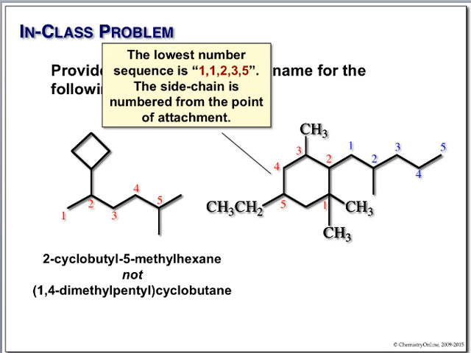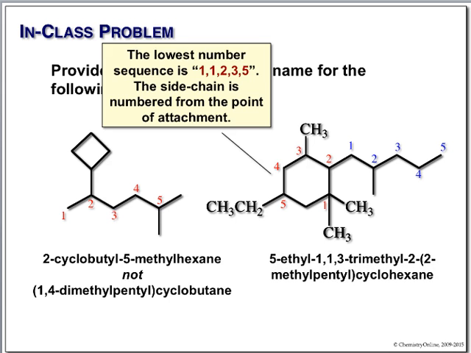Parts we have to include in our name. We're going to have a 1-1-3 trimethyl, aren't we? We're going to have a 5-ethyl. Those are the easy parts. In carbon 2, we have a pentyl, don't we? And the pentyl has a methyl group and carbon 2. So we'll call that a 2-methyl pentyl. Once you decide all your pieces, simply string them together. 5-ethyl, 1-1-3 trimethyl. Then in carbon 2, we have a 2-methyl pentyl. And our parent is cyclohexane.